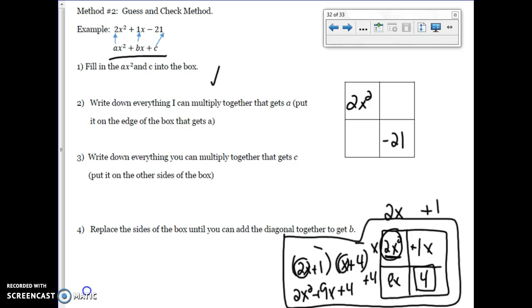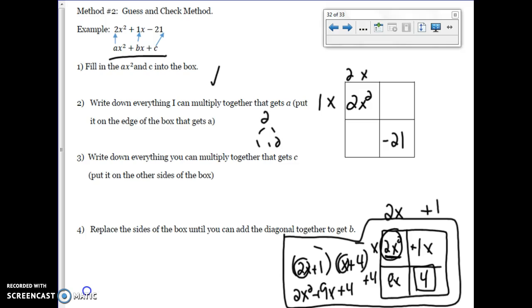Okay? The second step is to write down everything I can multiply together that gets a. So if I look at this, I have 2x squared right here. What can I multiply together that gets me 2x squared? Looking at this example, I know that these have to have an x involved. So x and x, because x times x is going to get me the 2x squared I'm looking for. Now, there's only one thing that I can multiply together, and that's 1x and 2x. So I'm just looking at 2. What gets me 2? Well, that's it, 1 and 2.